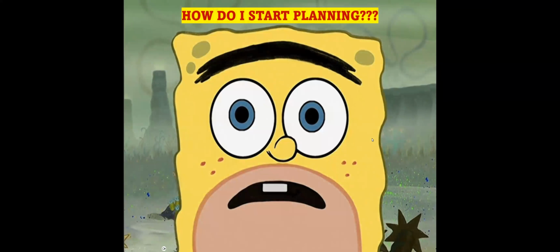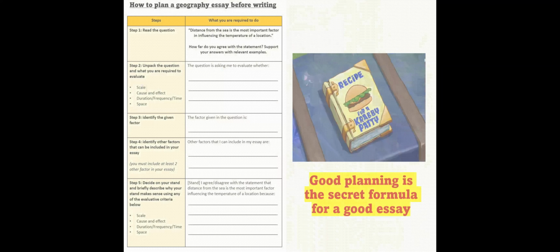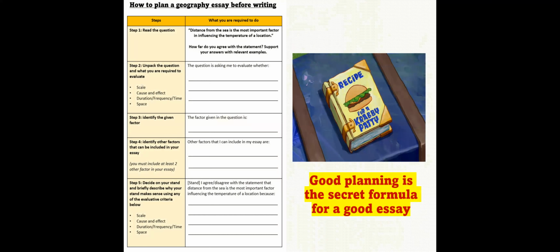All right. So I'm pretty sure many of you here are looking at the screen, looking like caveman SpongeBob here. How do you start planning an essay? Well, worry not, people. We are going to do it step by step. All right. So in your handout, or you can refer to what you have in front of you right here, is how to plan for a geography essay. What I want you to take note of is this. The secret to making a good burger is actually good planning. Good planning is a secret formula for a good essay. So what I have here is a 5-step method for you to take to plan an essay. Do not skip this step. These steps apply to any geography essay that you are doing, and you can use this thinking process. So let's do it step by step. Okay, people?